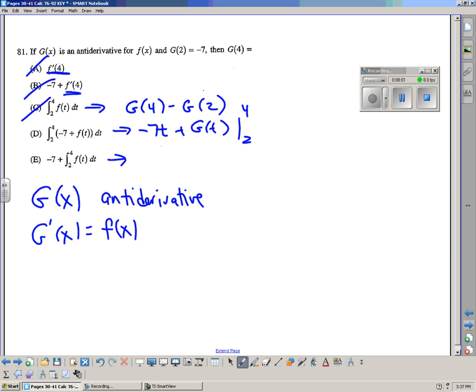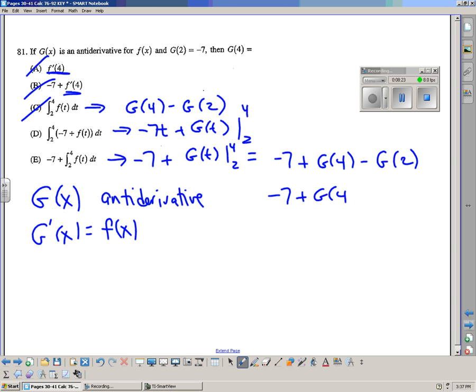Now here's an interesting one. -7 plus the integral from 2 to 4 of f of t dt is -7 plus the antiderivative of f is g. So this is g of t evaluated from 2 to 4. So this is really equal to -7 plus g of 4 minus g of 2. But they just told us g of 2 is -7. So this is -7 plus g of 4 minus -7. So minus -7 is +7, and these cancel. So this is in fact g of 4.